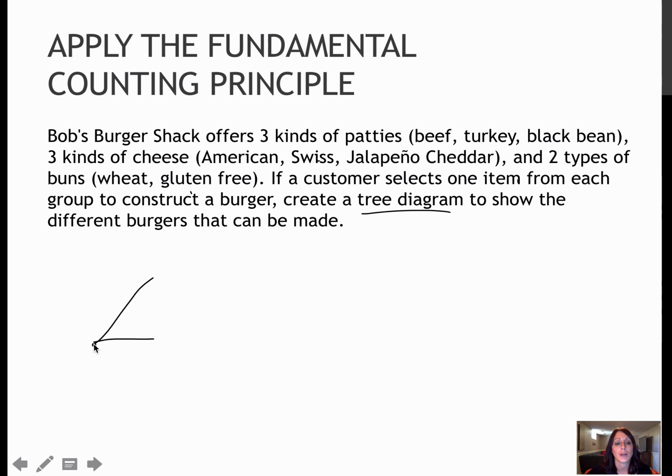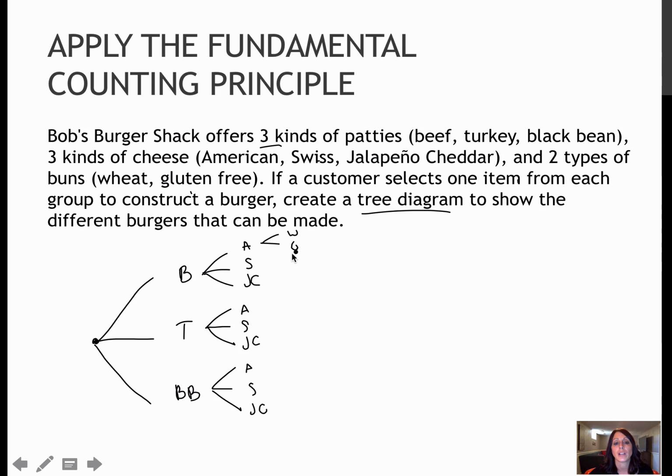To make a tree diagram, we essentially start by making 3 branches. I chose 3 branches because there are 3 kinds of patties: beef, turkey, and black bean. Then there are 3 kinds of cheese. I could have chosen a beef patty and American or Swiss or jalapeno cheddar. Or a turkey burger, with American or Swiss or jalapeno cheddar. Or a black bean burger, American, Swiss, jalapeno cheddar. From there are 2 types of buns: wheat and gluten-free.